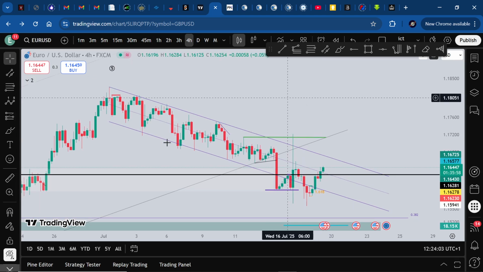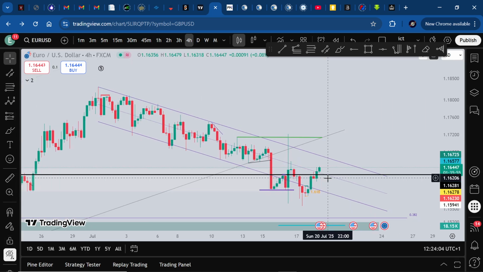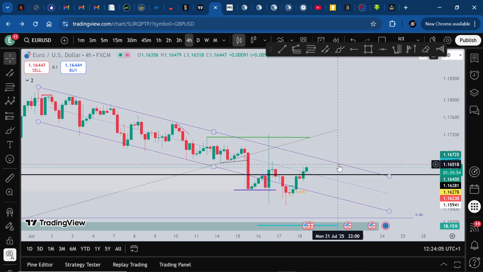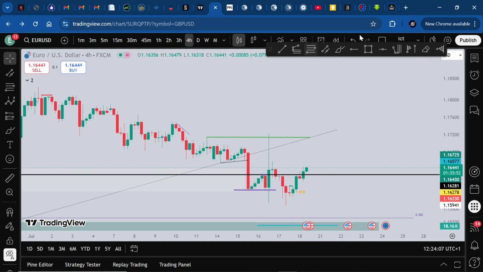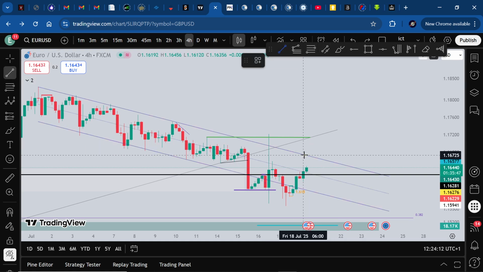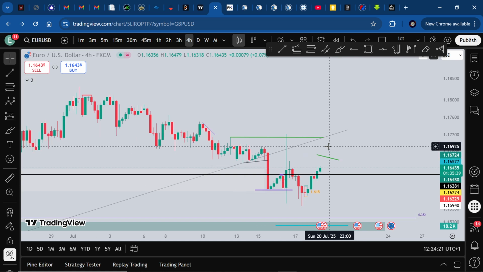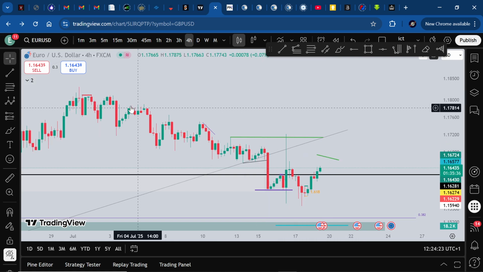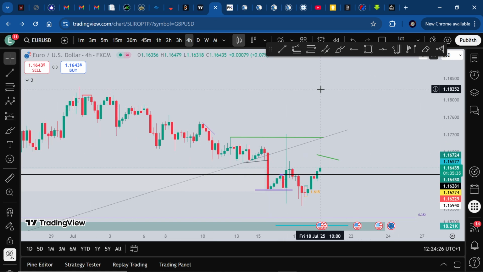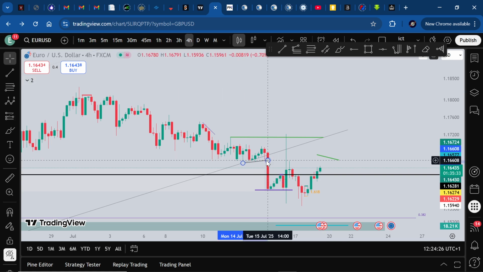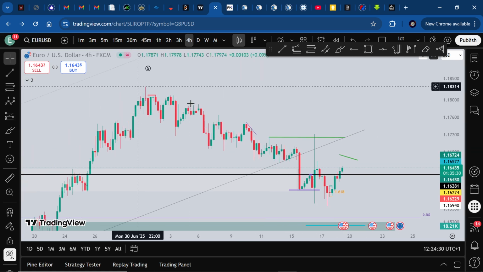Okay, let's see if I've got something on there. No, I don't. All right, let's remove the channel. It's no longer necessary for me. This line is useful. It lets me know we've broken back outside the channel again. So Euro USD, looking for price to continue higher, most likely to take out this high.